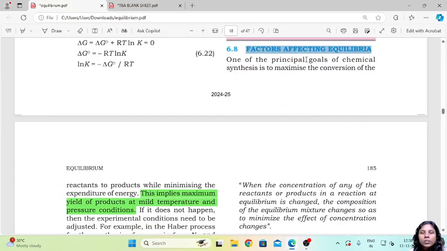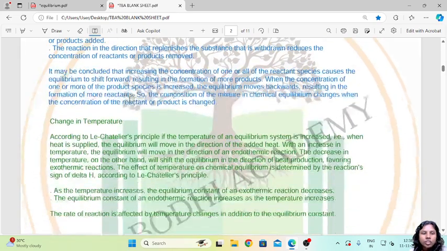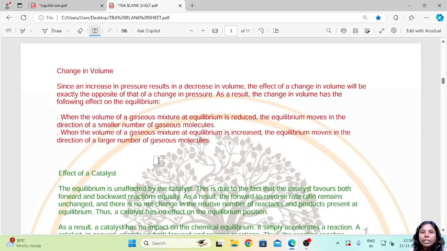Now, let's talk about some of the factors that affect this equilibrium. So, we have first the change in concentration, change in temperature, change in pressure, change in volume, and the effect of a catalyst.